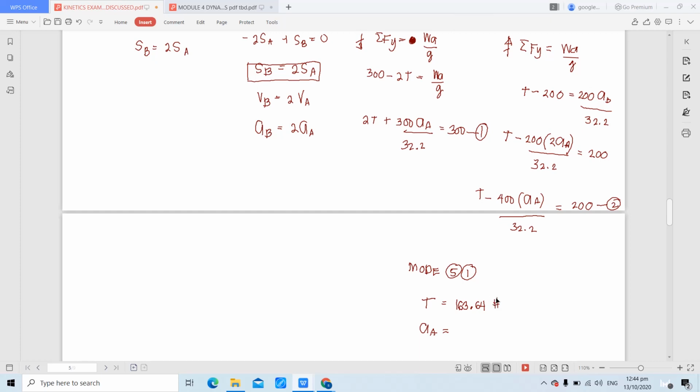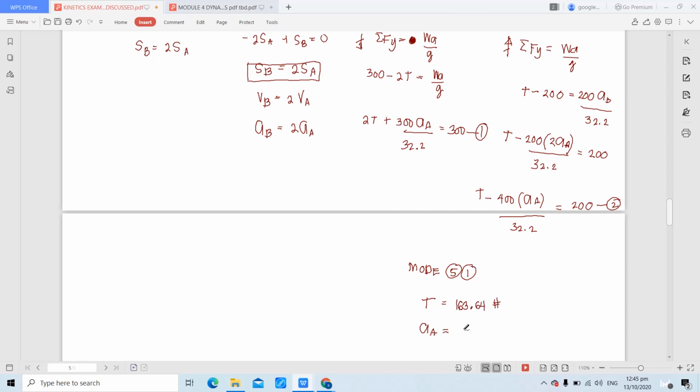Positive or negative? Positive. Therefore, our solution may be correct, because our tension is positive. If our tension becomes negative, our solution is wrong. Because our assumption is correct already. For the tension, we already assumed its direction, which is going away from our body.